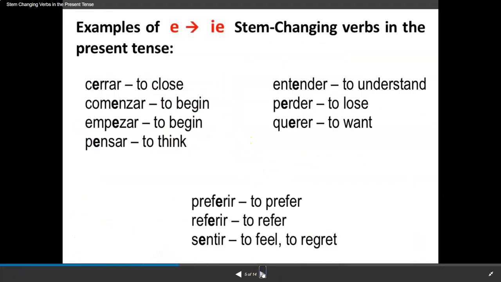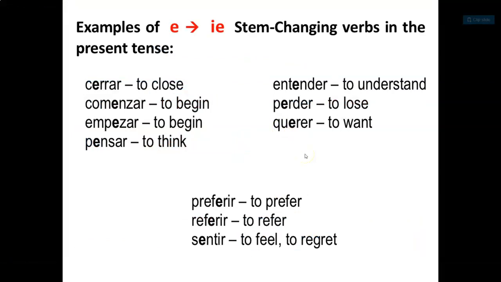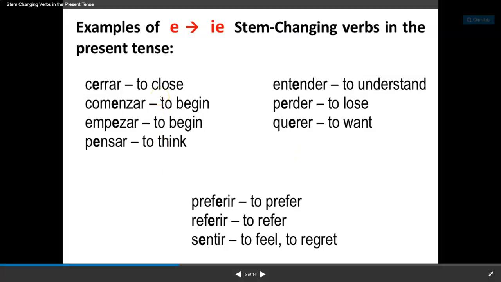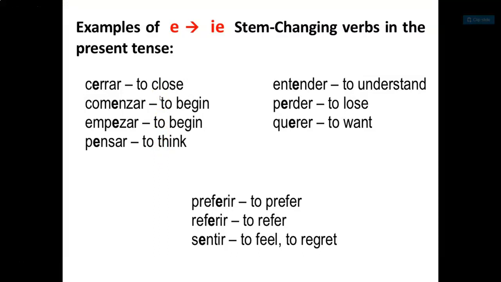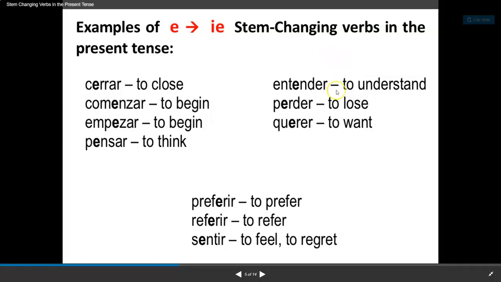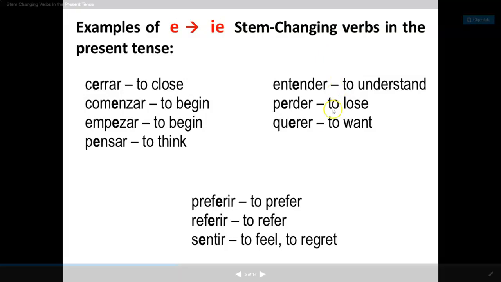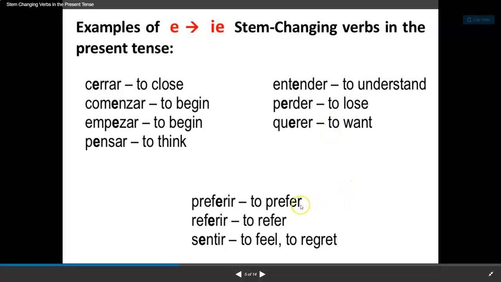Here are some examples of verbs that change from E to IE. Stem changing verbs in the present tense. Cerrar, to close. Comenzar, to begin. Empezar, to begin as well. Both mean the same. Pensar, to think. Entender, to understand. Perder, to lose. Querer, to want. Preferir, to prefer. Referir, to refer. And sentir, to feel or to regret.